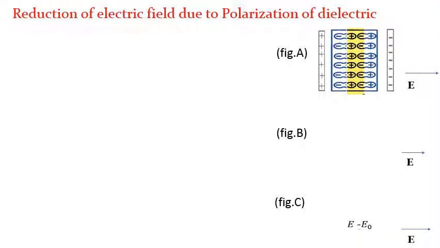Reduction of electric field due to the polarization. How this polarization reduces the applied electric field, this we have to discuss. For this we have discussed this figure. Here the external field is applied, direction is as shown. This means this end is positive, this end is negative. Due to this positive and negative end, the molecule is polarized, means separation of the molecule into positive and negative charge is there, and each is having a certain dipole moment. Up to this we already discussed.